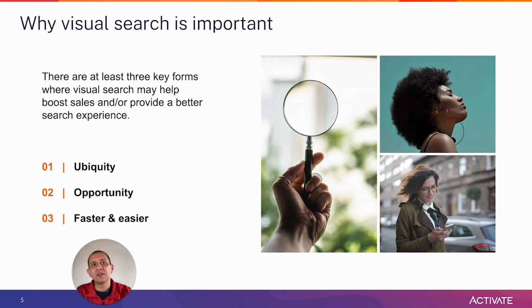The first one is ubiquity. We take our phones everywhere, right? And our phones are capable of taking pretty good pictures. So we go out, we realize that there's something that we may want to buy, no matter if it's for our house or our work. But essentially, we can just take a picture, upload it, and our visual search engine will provide relevant results or related searches that may be useful for us.